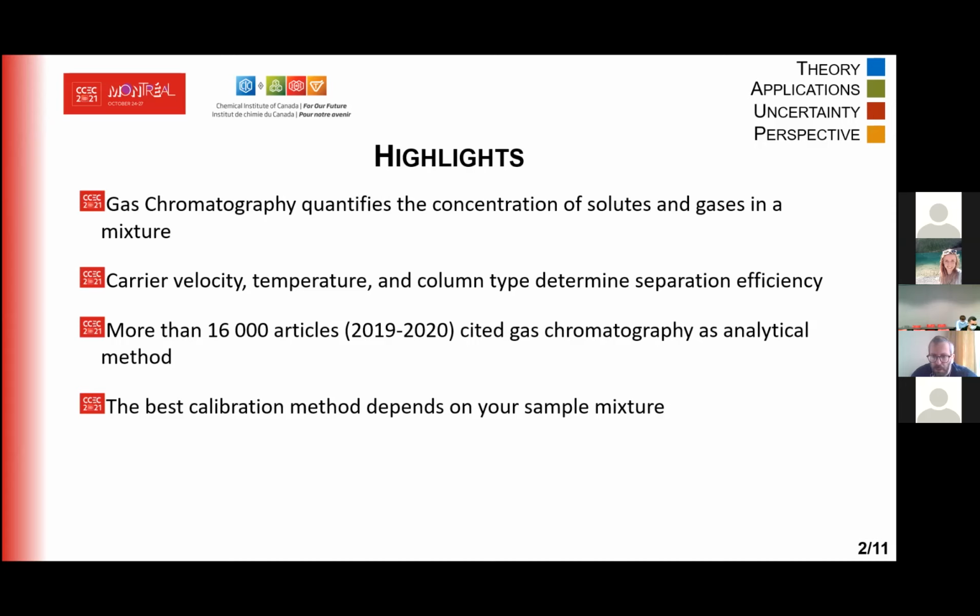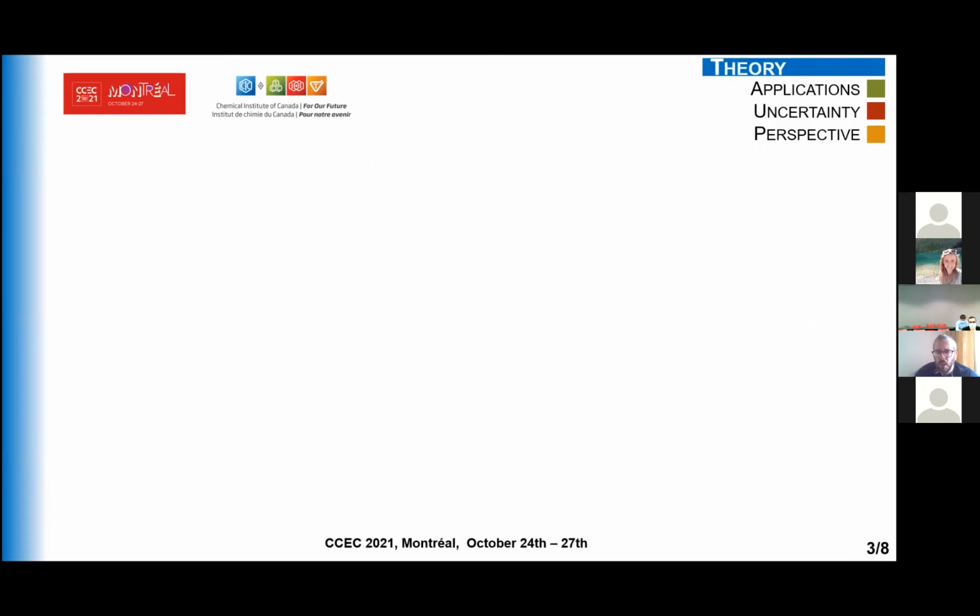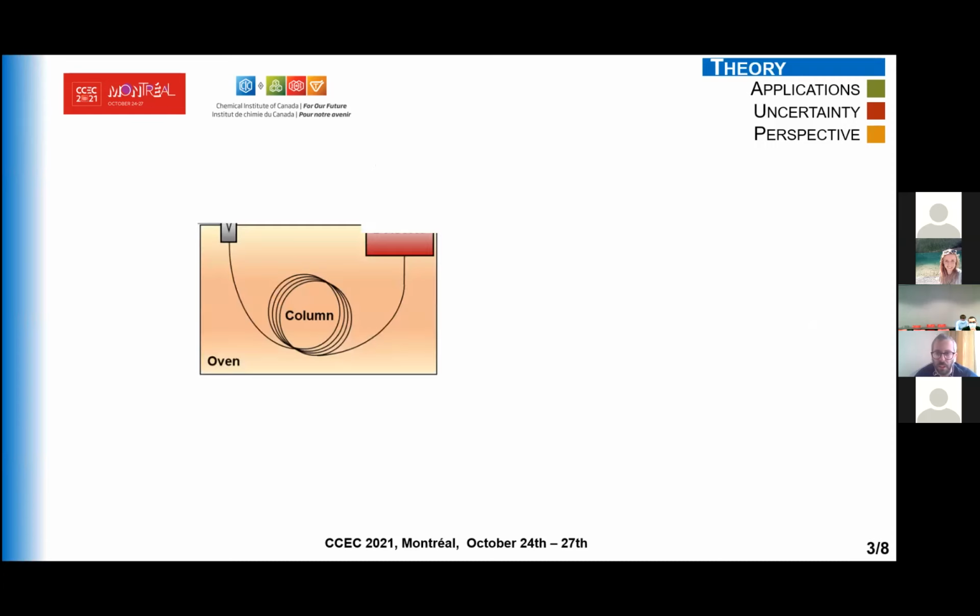In the last 2 years, more than 16,000 articles reported GC, which is more or less about 20% of all the papers published in chemical engineering in that period. Also today, I will show you 3 calibration methods that you can use and which is the best depending on the type of your sample and your sample mixture. So what is a GC? In the end, the GC is an oven.